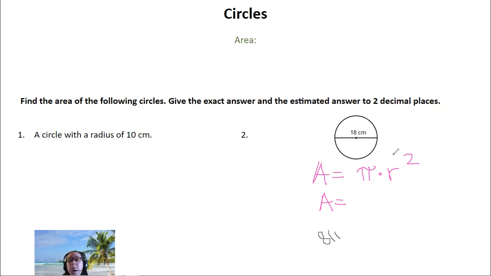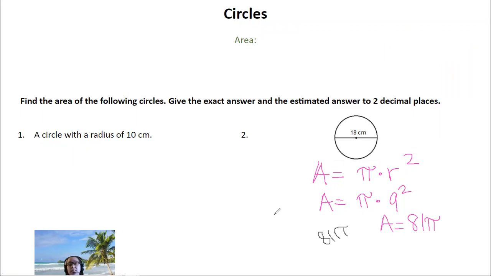So what am I going to put in the formula? Not going to put 18 in there because that's a diameter, and I don't want diameter. I'm going to put 9 in there because 9 is my radius. Very good. So it's pi times 9 squared. What is 9 squared? 9 times itself. What would that be? 81. Yeah. So my area is 81 pi. That's my exact answer. What would my estimate be?